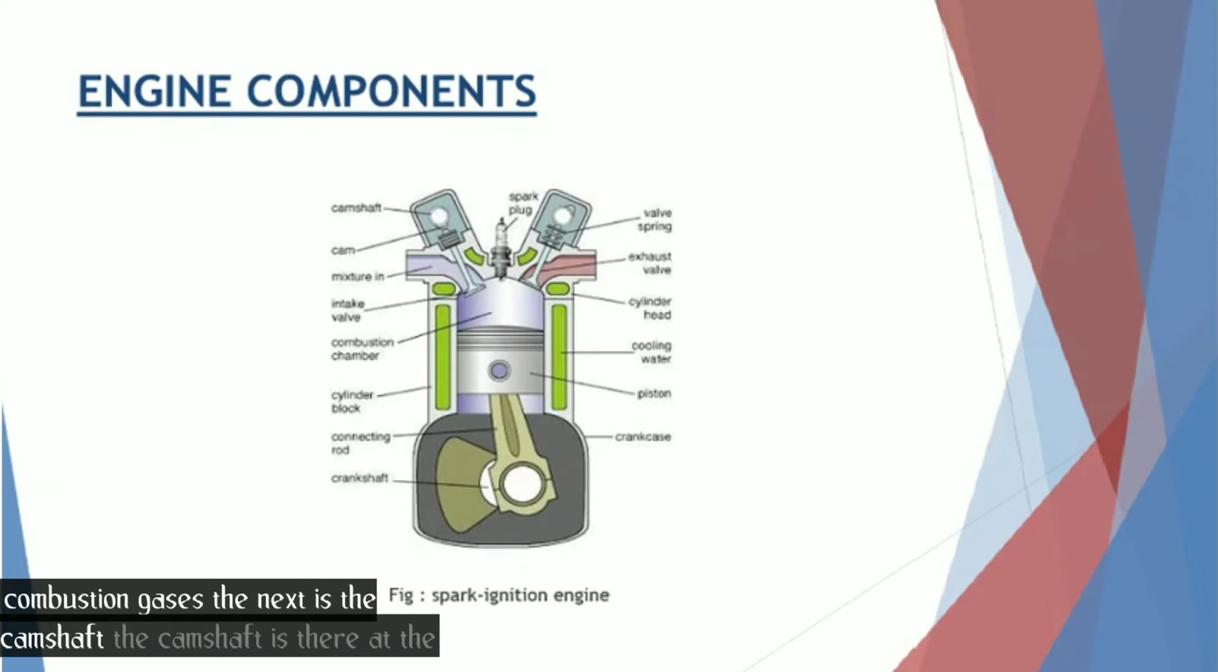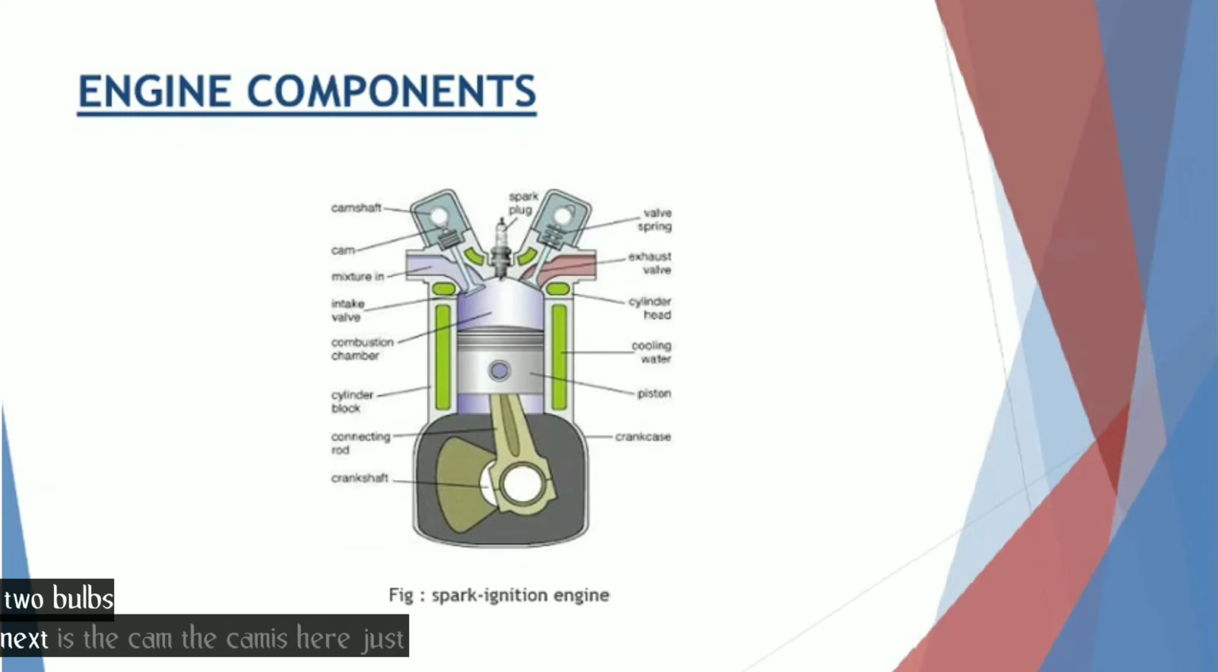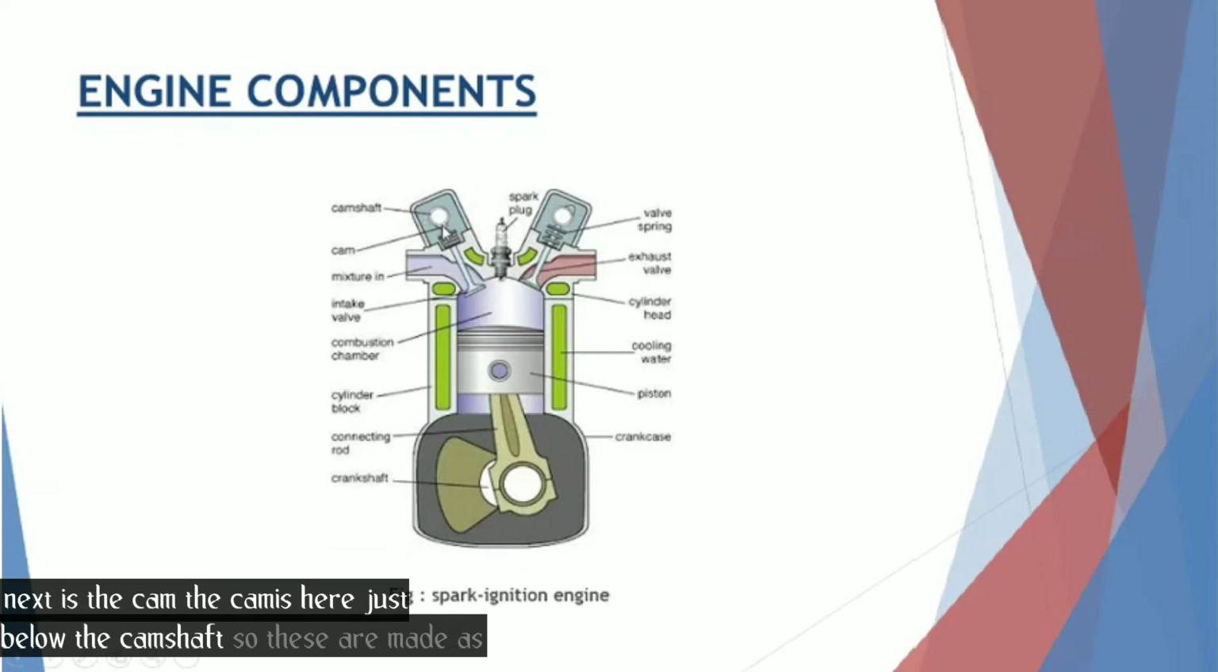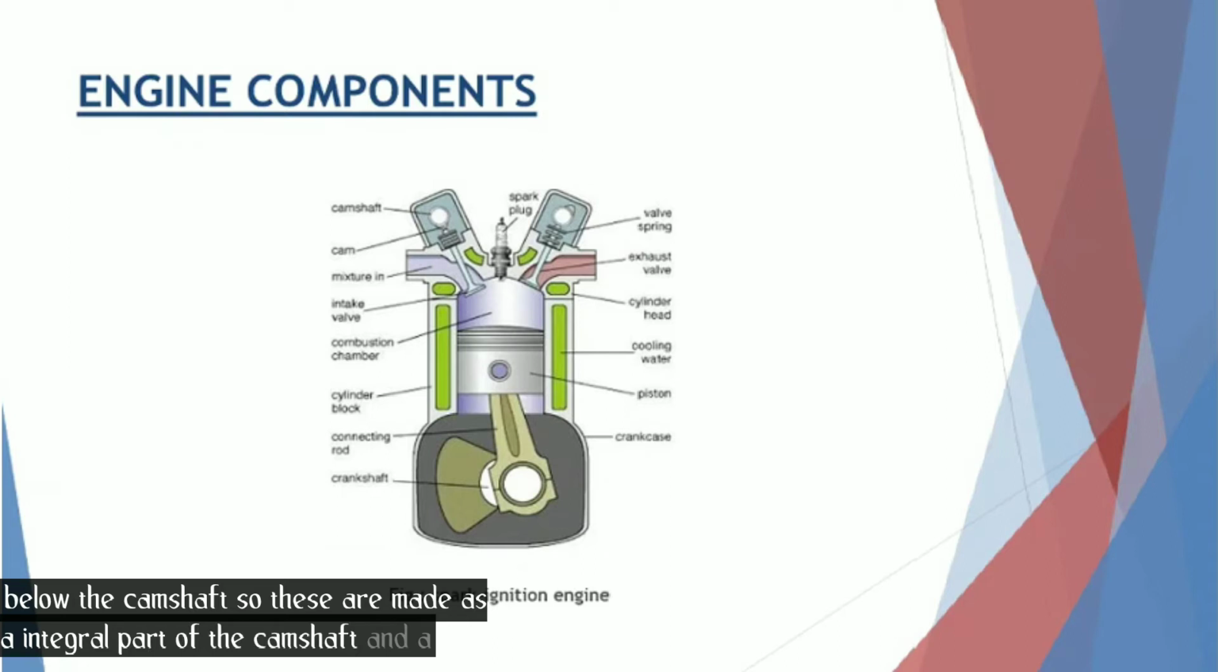The next is the camshaft. The camshaft is there at the top. The camshaft and its associated parts like the valve spring and rocker arms control the opening and closing of the two valves. Next is the cam. The cam is here, just below the camshaft. These are made as an integral part of the camshaft and are designed in such a way as to open the valves at the correct timing and to keep them open for the necessary duration.